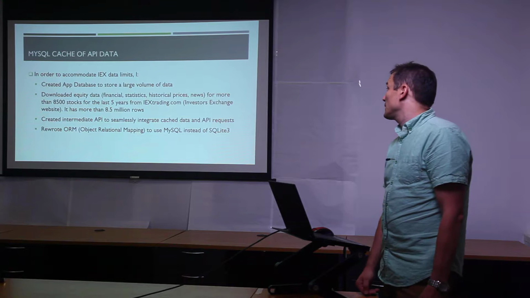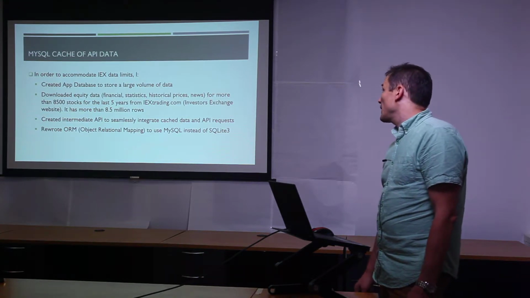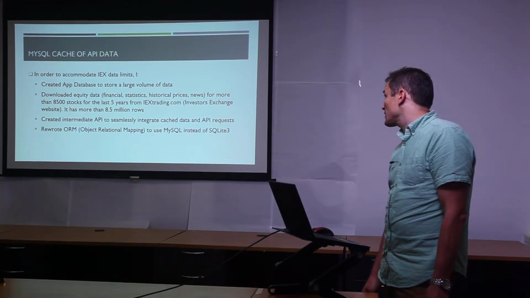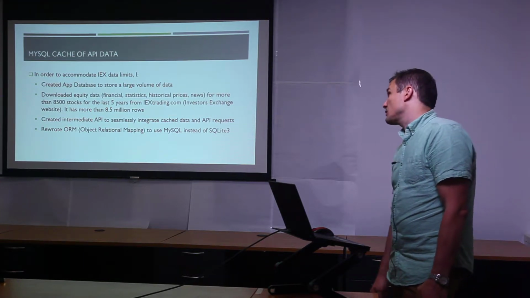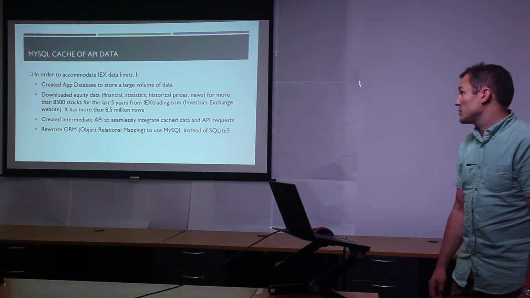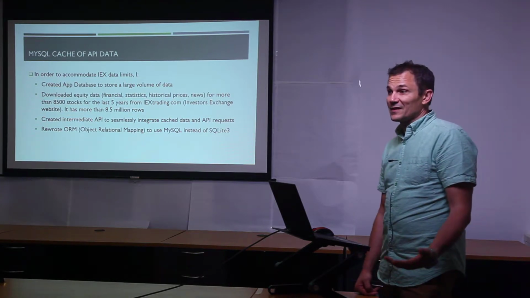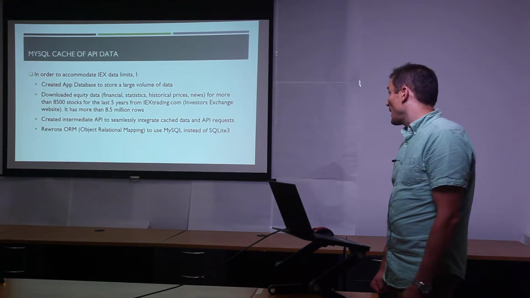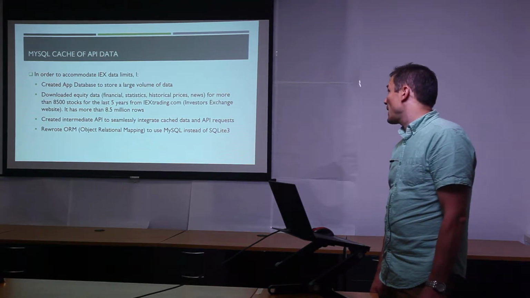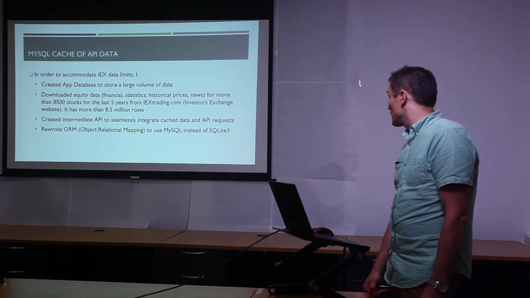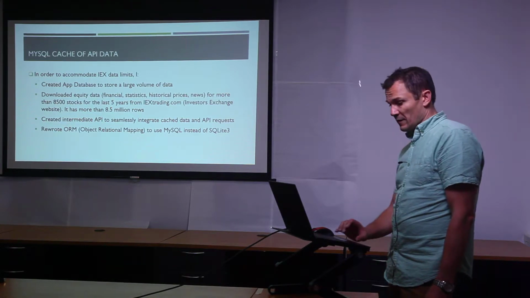Also, I created an intermediate API to seamlessly integrate cached data and API requests. I also rewrote the ORM. It's object relation mapping. You know what this is? You work on it. But I adapted it to use with MySQL instead of SQLite 3.